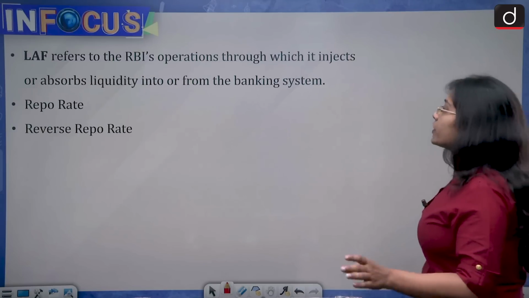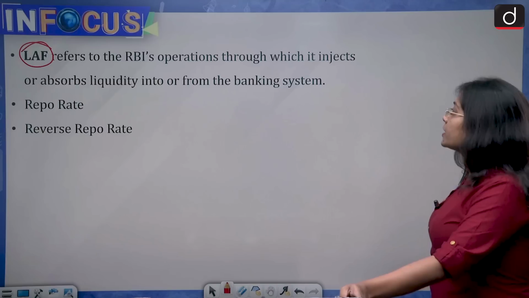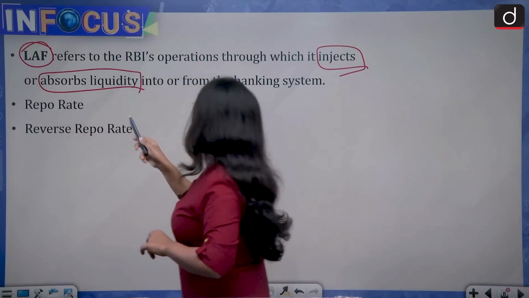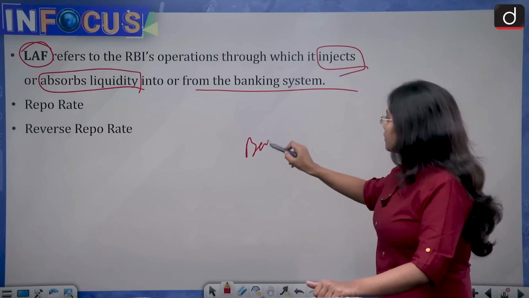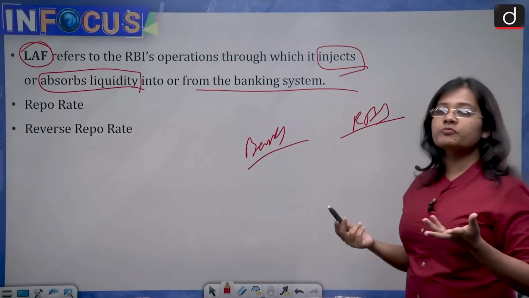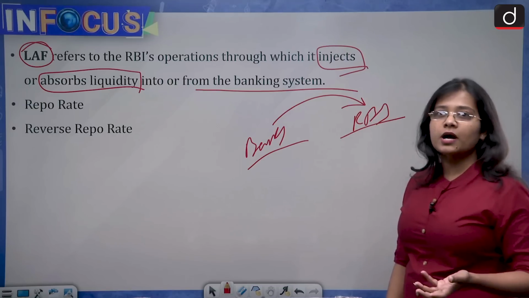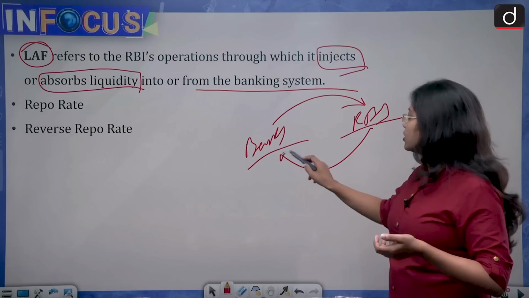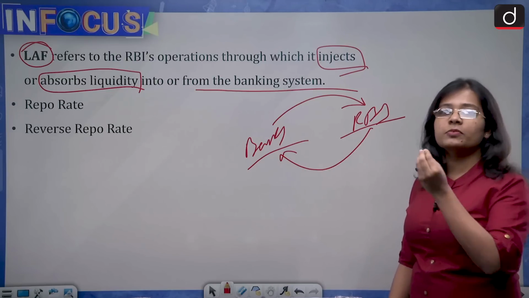So now let us talk about LAF, that is the liquidity adjustment facility. LAF refers to the RBI's operation through which it injects or absorbs liquidity into or from the banking system. See, what does RBI do? These are banks and this is RBI. When the banks have too much money, the RBI absorbs that money, because there is too much liquidity in the market. And when the banks do not have much money, then RBI injects money into the banks or into the market. So that is called LAF, the liquidity adjustment facility.